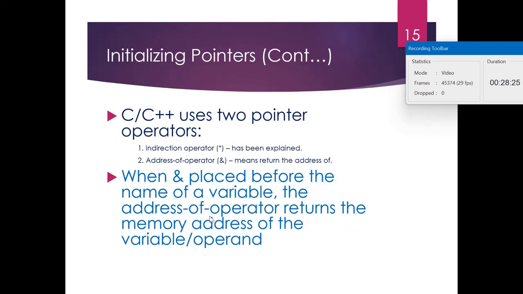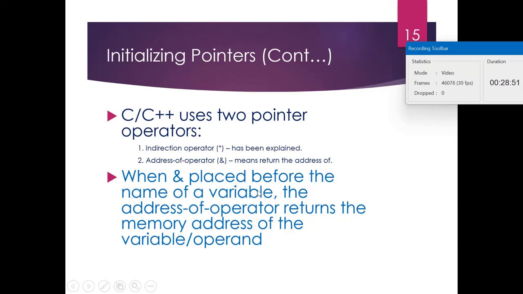C language uses two pointer operators. This asterisk we have already explained, this is the asterisk pointer. To get the address of operator, we use this ampersand sign, which means return the address of. The meaning of that is it returns the address of a certain memory location.